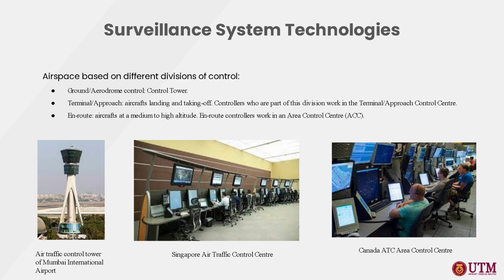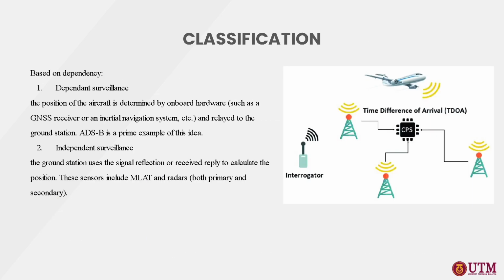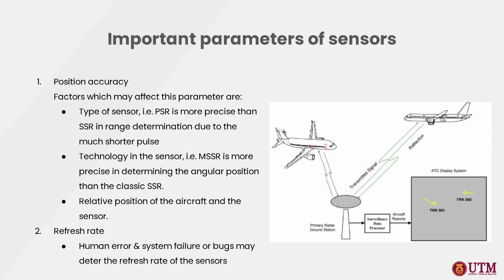En route controllers work in an area control center, and below are pictures of the air traffic control tower in Mumbai International Airport, Singapore Air Traffic Control Center, and Canada ATC Area Control Center. As for classification, it is based on dependency. The first one is dependent surveillance, and the second one is independent surveillance.